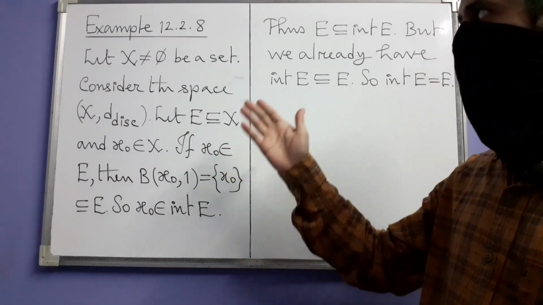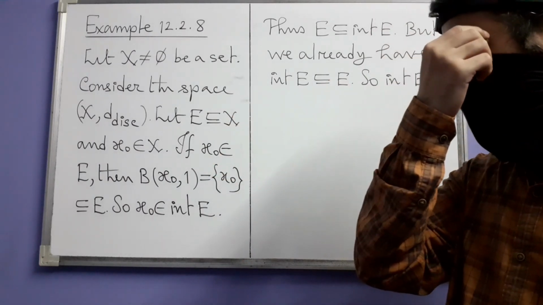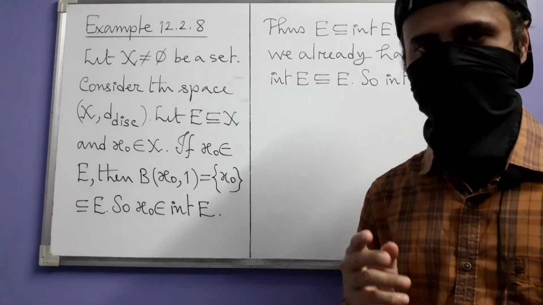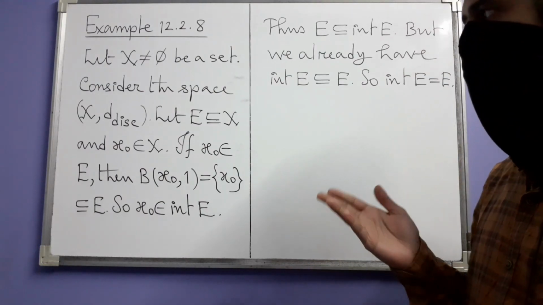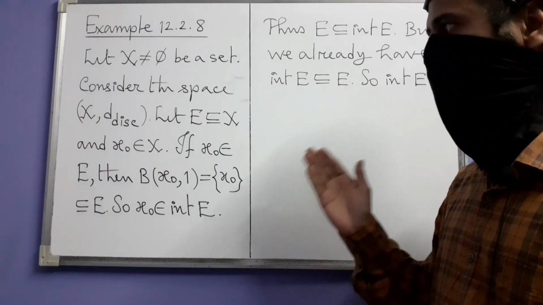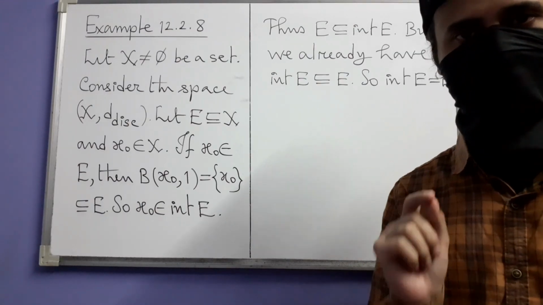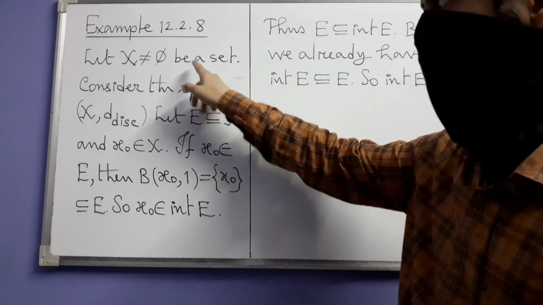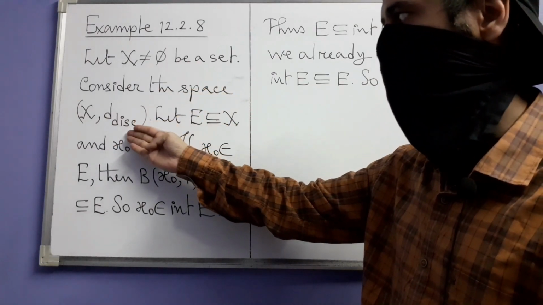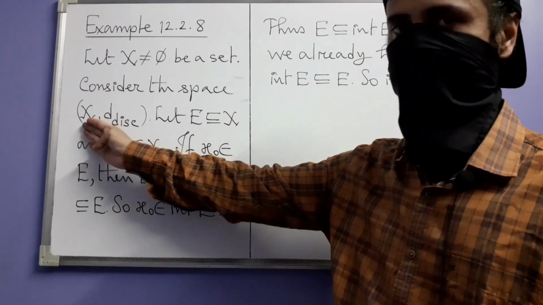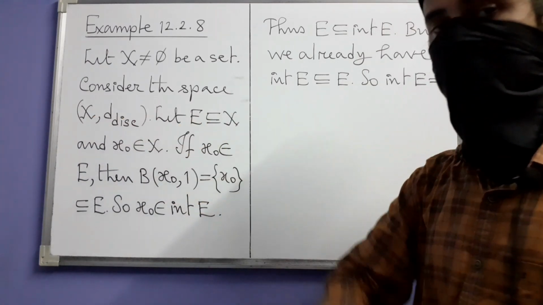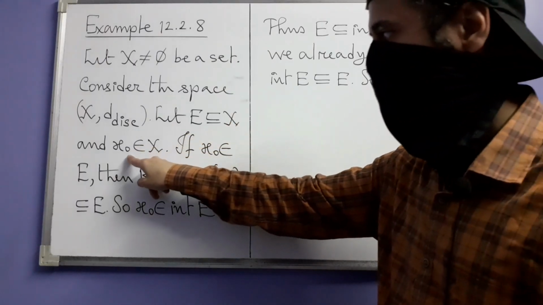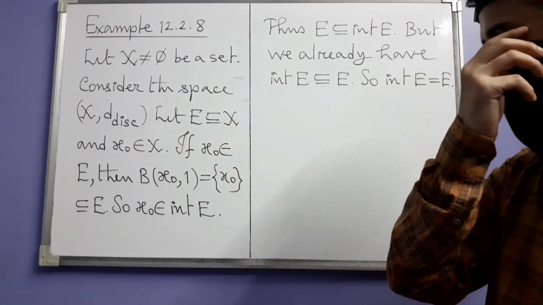Next, we consider this example 8. It is not always that we can draw such nice diagrams which have nice geometry and we can visualize things. Sometimes we just have to simply figure things out from the logic, from the definition. So let X be a non-empty set and we consider this metric space where the set is X and the metric is the discrete metric. Say E is any subset of X and X0 is any point in X.